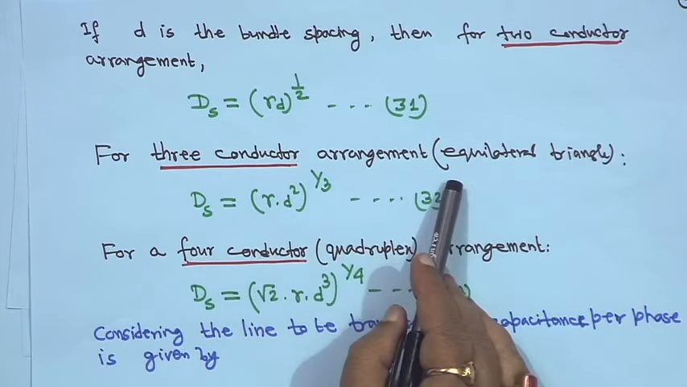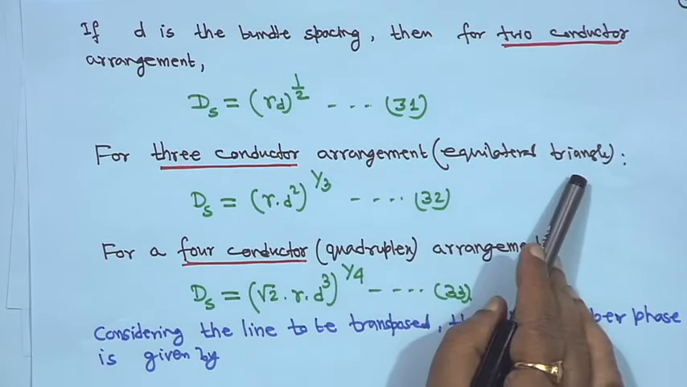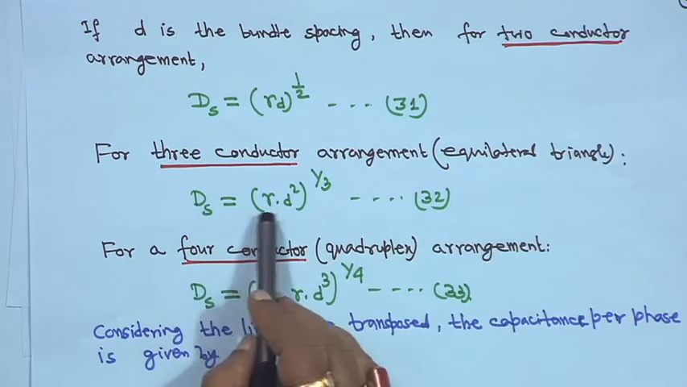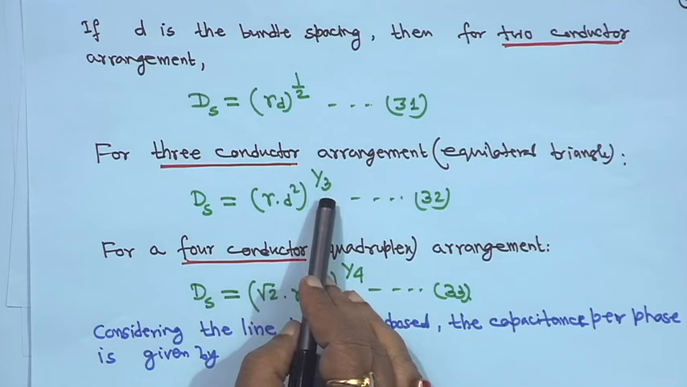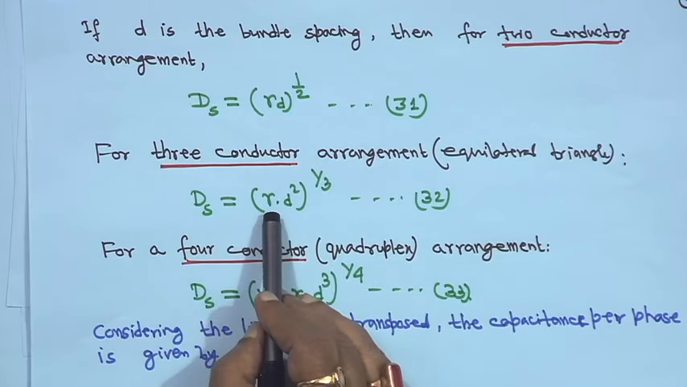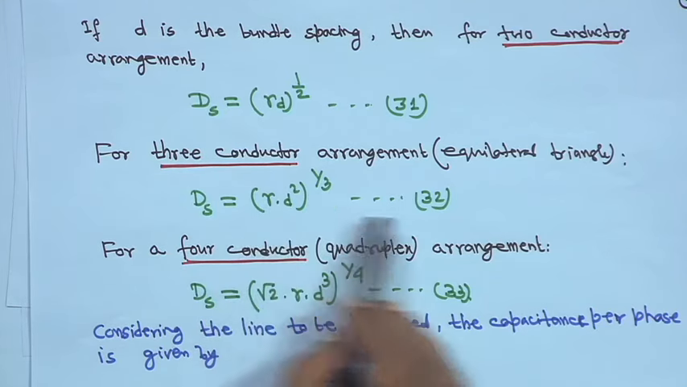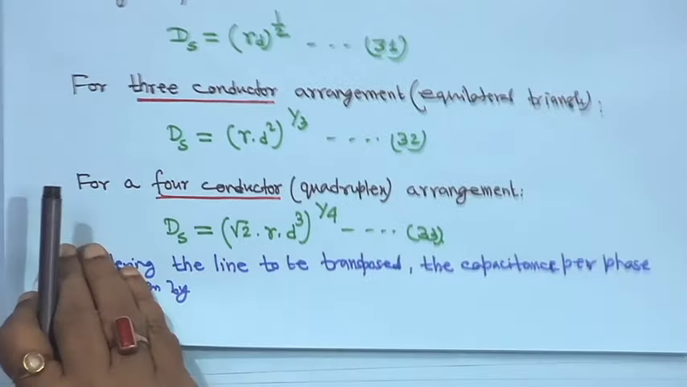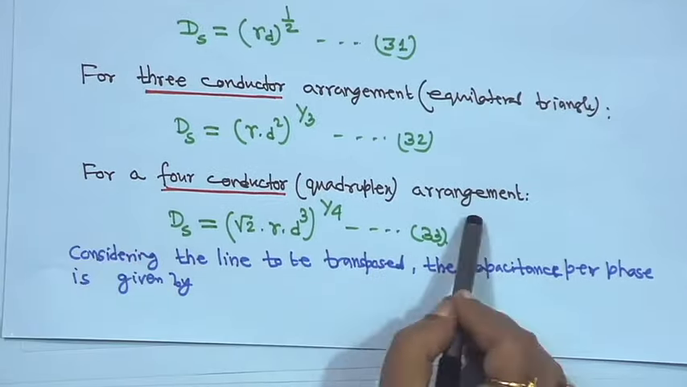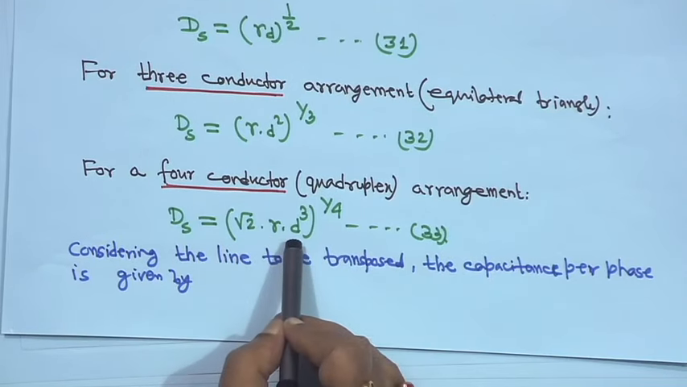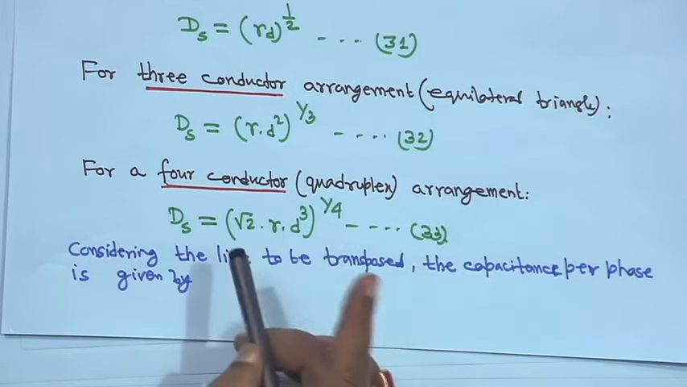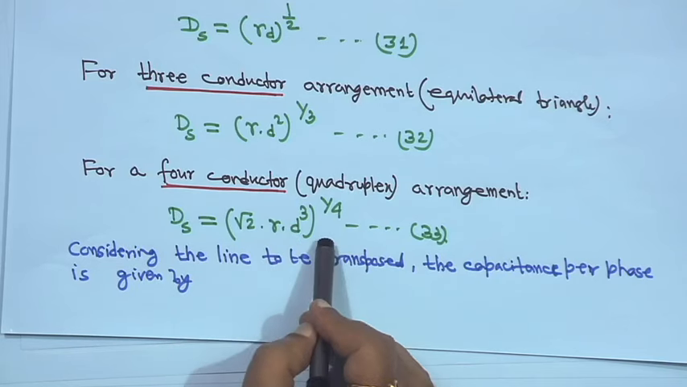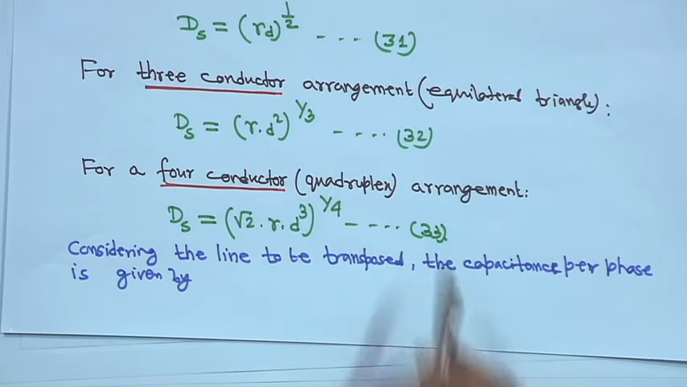Similarly, for the three conductor arrangement, that is an equilateral triangle, this diagram was also shown for inductance cases, but in this case ds is r d square to the power 1/3. So, here there is no question of r dash again, only r. This is equation 32. For a 4 conductor, that is a quadruplex arrangement, ds will be 1.09 r d cube to the power 1/4, but in the case of inductance it was r dash. So, here it is r, not r dash. This is equation 33.